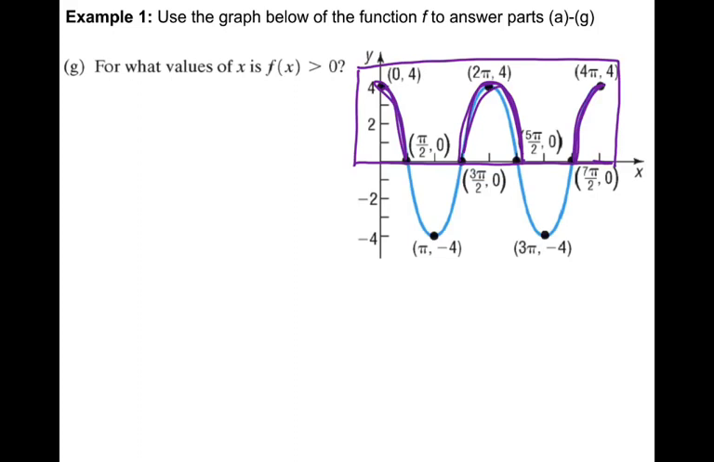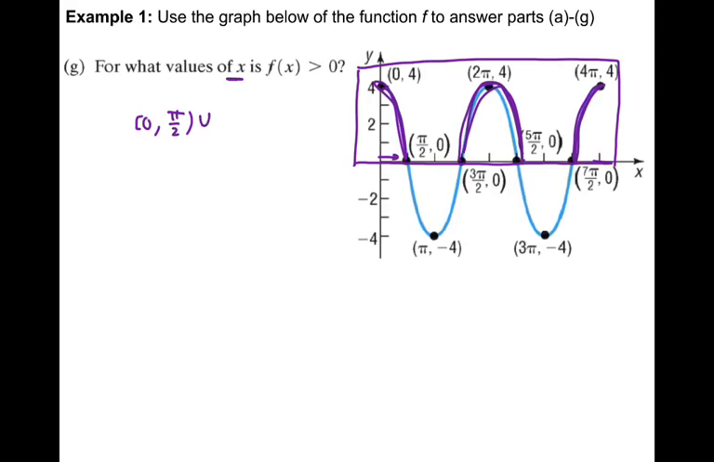Now, we also want to note, I didn't ask for where it's greater than or equal to 0, and that's going to be really important when we actually start writing the final answers. So the question is, for what values of x? So we're looking at intervals here. The first interval starts at 0 and goes to pi over 2. So we include 0 in that interval because at 0, f of x is 4. It's greater than 0. But we're not going to include pi over 2 in that interval because at pi over 2, our function is equal to 0, and we only want the interval where the function is strictly greater than. So that's the first interval.